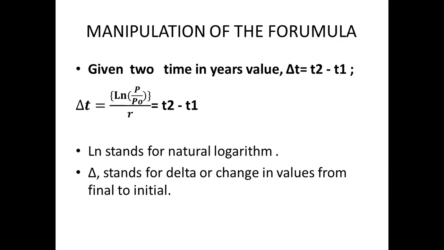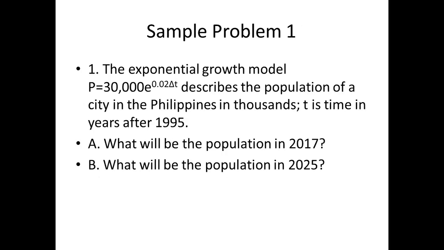Given two time in years values, we have your delta T is equal to T sub 2 minus T sub 1, or time in the future minus time in the past. And then your delta T could be equated to the natural logarithm of P all over P sub O, all over the rate. Okay. Again, your ln stands for natural logarithm, and delta T stands for the change in values from final to initial. We have your first sample problem.